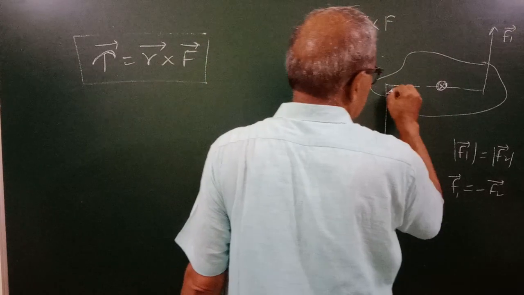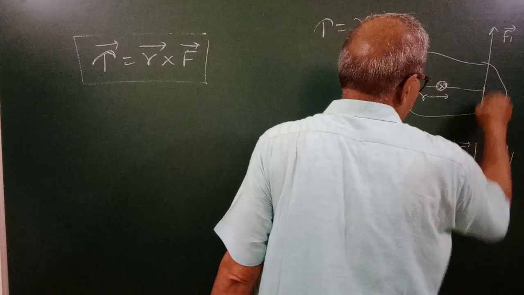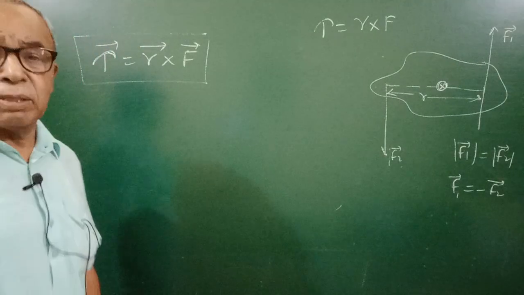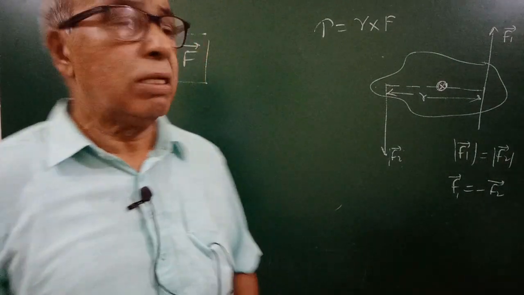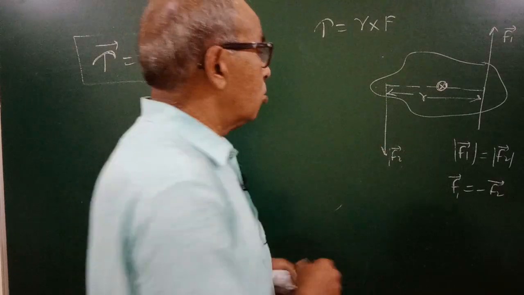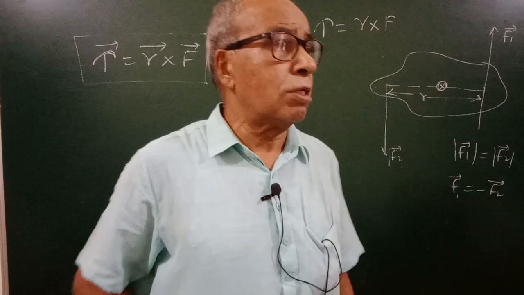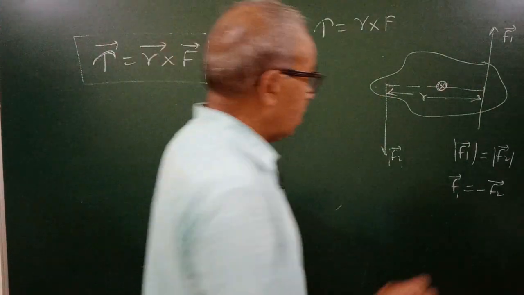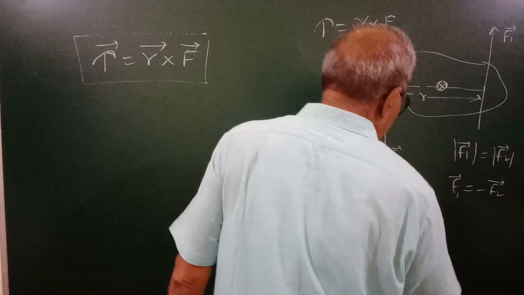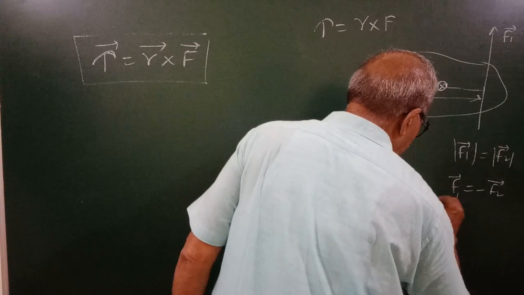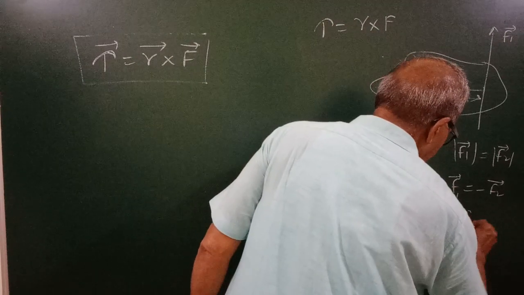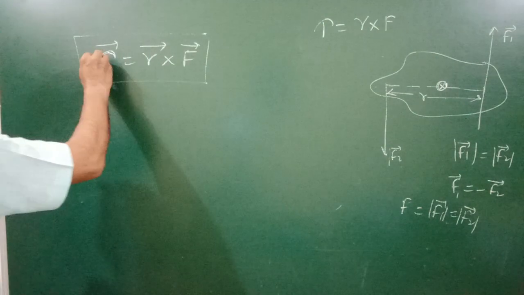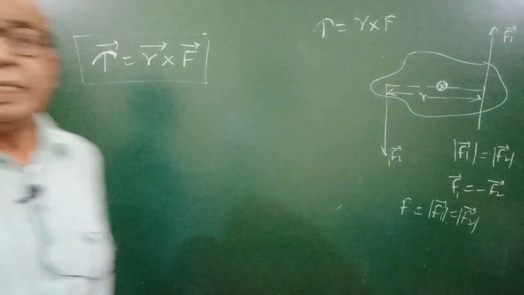What is R? This distance, the perpendicular distance between the lines of the two forces, times the magnitude of one force. Here F equal to magnitude of F1 equal to magnitude of F2. But the most general definition is tau equal to R cross F. इसे याद रखें आप.